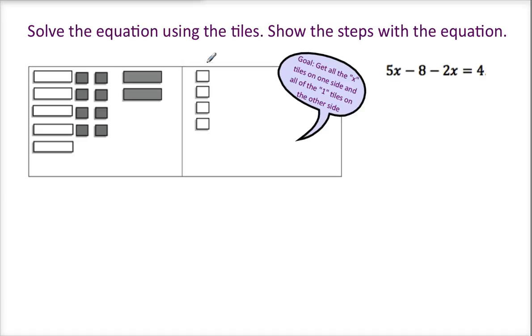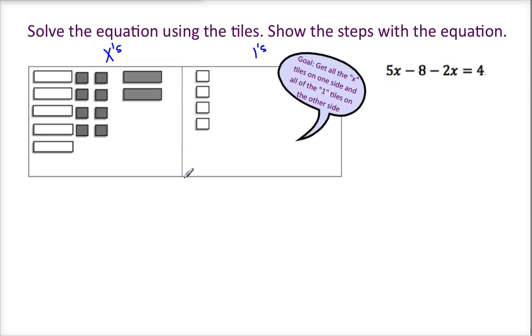So our job is to solve the equation using the tiles, and we're going to show the steps that we do with the tiles with the equation. Notice in this little blurb right here, it says our goal is to get all of the x tiles on one side and all of the 1 tiles on the other side. Looking at how this is set up, remember that these represent a positive x, these represent a negative x. This represents a positive 1, and this represents a negative 1. It looks like all the x's are mostly over here, so we're going to put the x's over here. And in this box, we're going to put the 1 tiles, just because that's kind of how it's leaning so far.